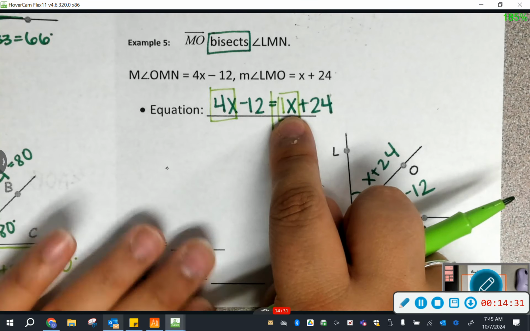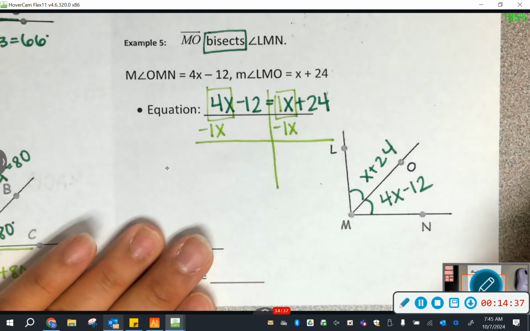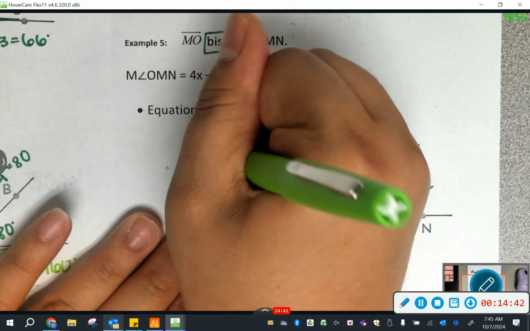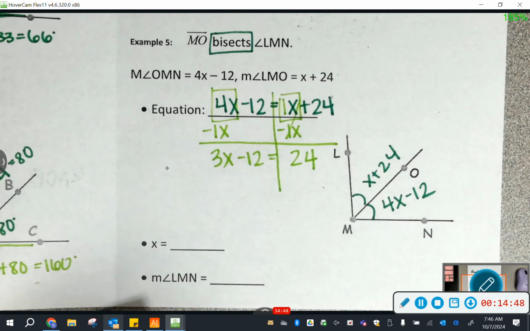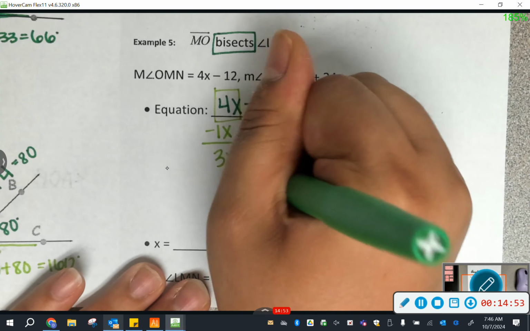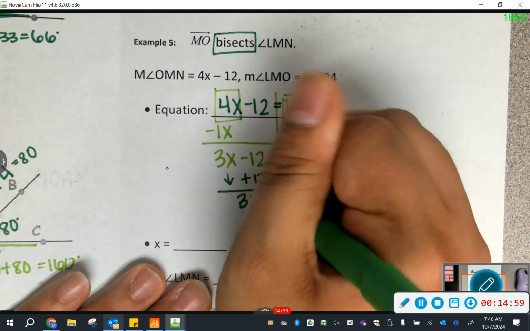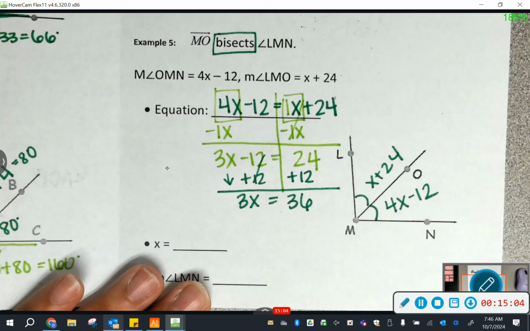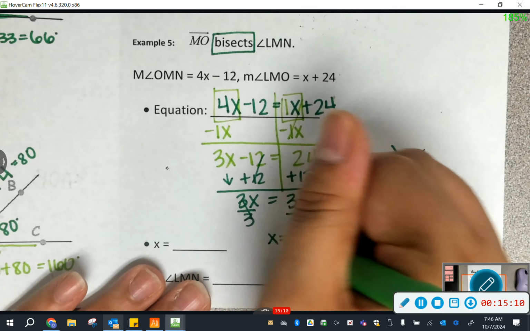So I'm going to put a 1 in front of that. Do y'all agree that's 1x? And I'm going to subtract 1x. And what you do to one side, you do to the other. What is 4x minus 1x? And now this is just your basic side check problem. What am I going to do now? And what do you get for x? 12.